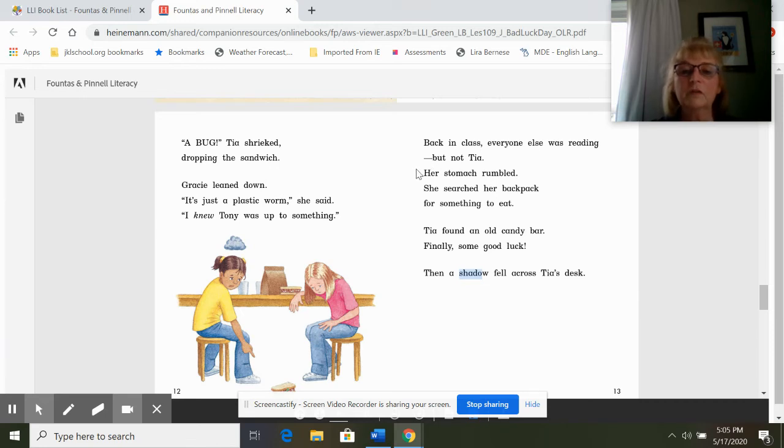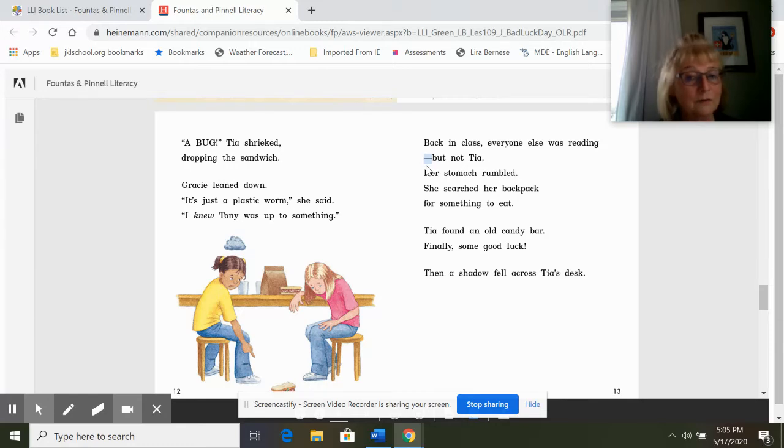Now, I want you to take a look on this page. On this page, there's this kind of dash there. And you might know what that is, but you might not. And it makes a difference on how this book is read. Let me read this for you. Back in the class, everyone was reading, but not Tia. What did I do with that big dash?